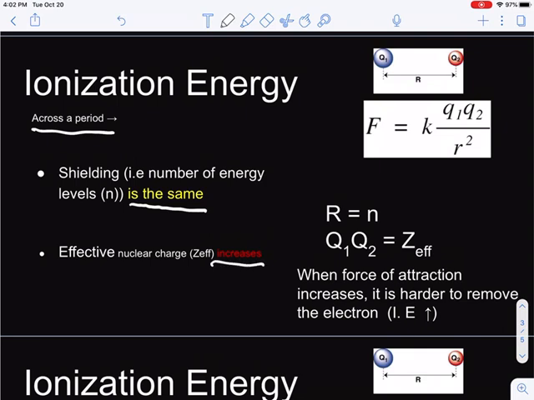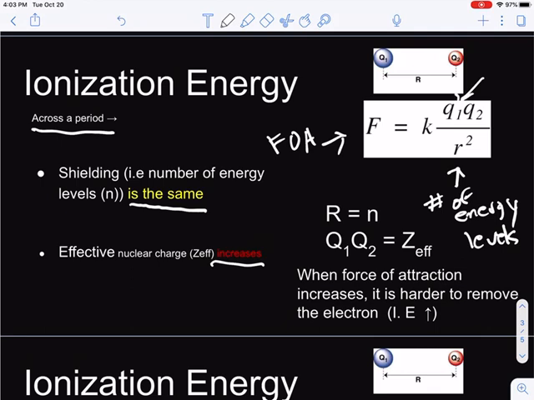Well, using Coulomb's law, we should recall that our distance variable is related to the number of energy levels, that is the shielding that an atom has. And the more shielding an atom has, the lower the force of attraction will be, because there's an inverse relationship between force of attraction and distance. But across a period, the number of energy levels isn't changing. What is changing is the effective nuclear charge, which, remember, is related to our Q1 variable.